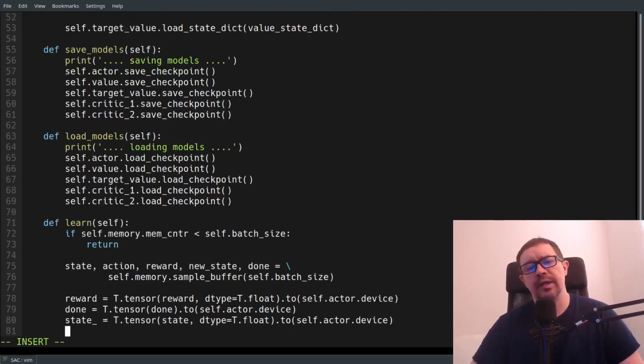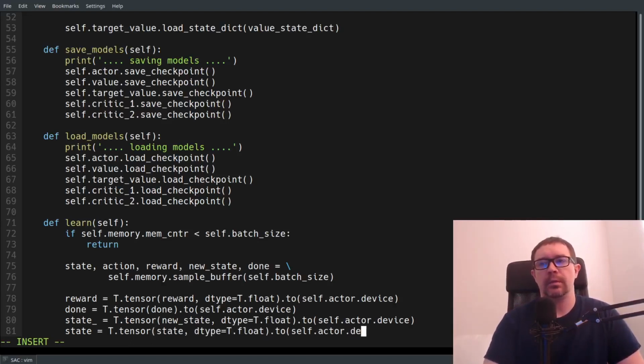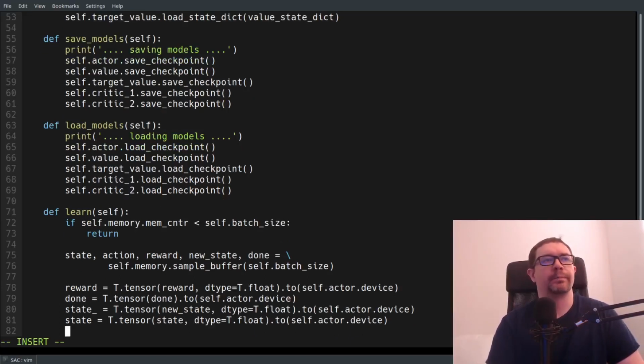I'm setting all of these to the actor device. It doesn't really matter because all the devices for the networks are the same. It should be new state, otherwise this will not work. That will be horribly broken. It would be a tough bug to hunt down because it's not something I would think to check.